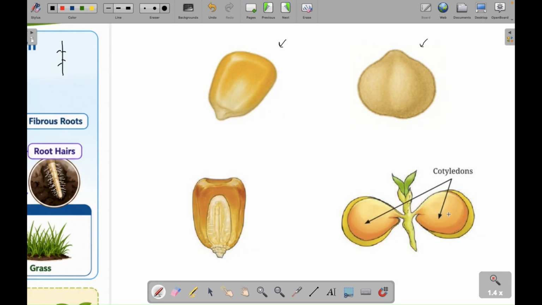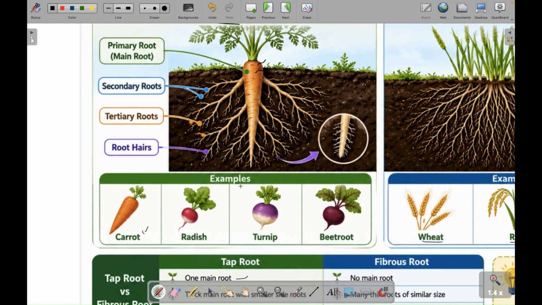In some plants, there can be two such cotyledons. Such plants are known as dicots because they have two cotyledons. So di for two, and cot for cotyledon. This one cannot be split into two parts, so it has only one. Mono means one, so it is a monocot. Right, so there is a pattern that we'll see.